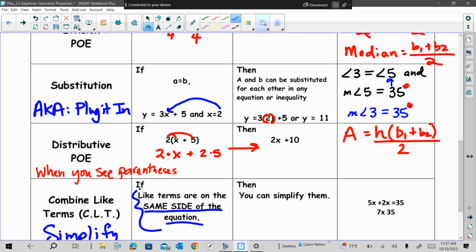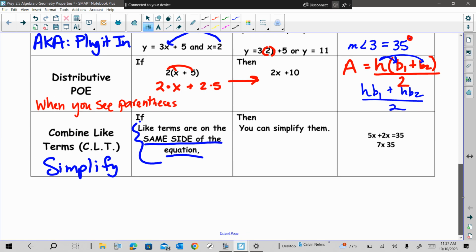So just distribute here. We can distribute the height, the variable that represents the height here. So that would be HB1 plus HB2 all over 2. And then anytime you have to combine like terms, that should be only on the same side of the equal sign, either only on the left or only on the right. And usually we associate combine like terms with simplifying the expression.